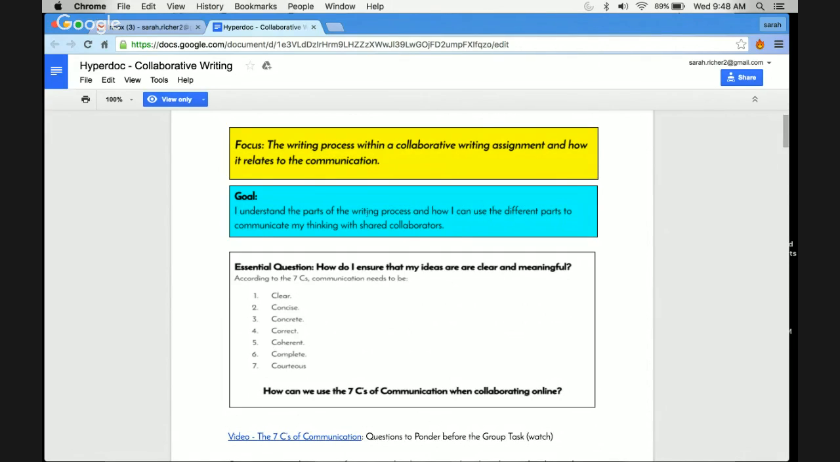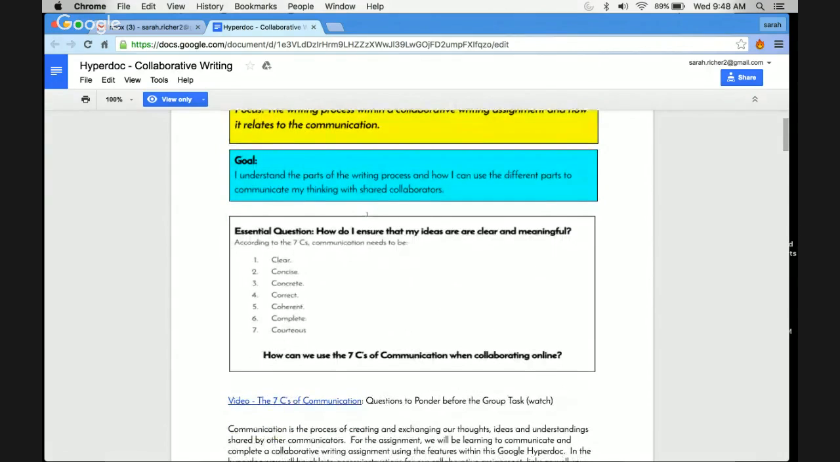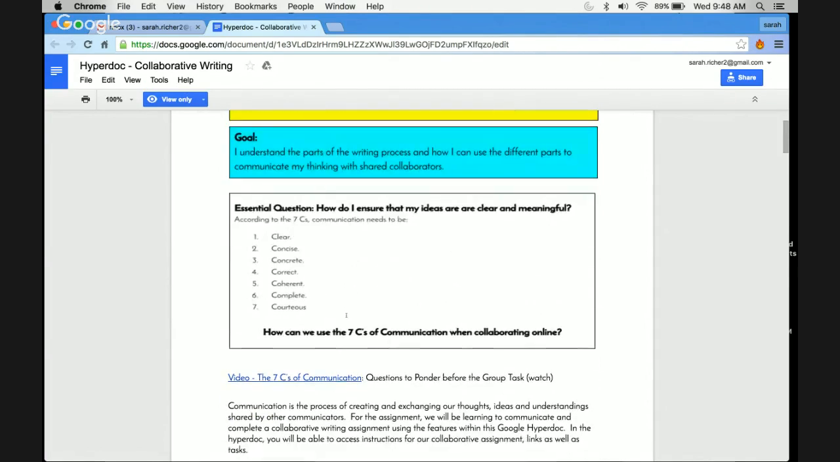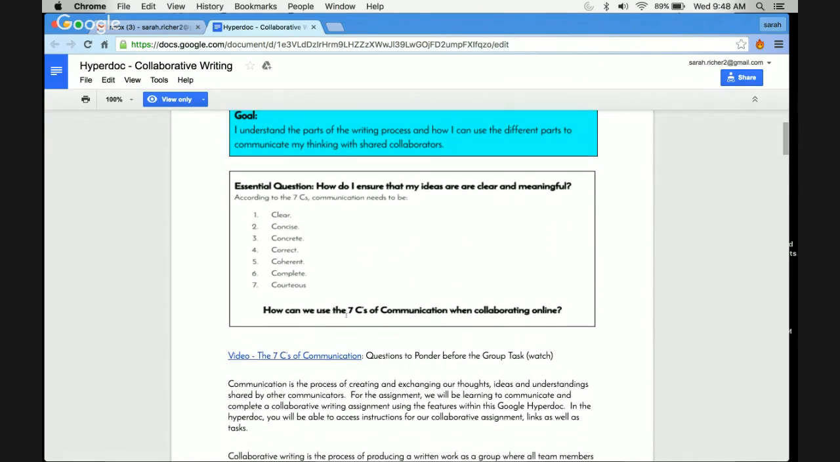One way that we're going to work through this is being able to understand the parts of the writing process and how they can use the different parts to communicate their thinking with shared collaborators. When you are talking about communication, it's really important for them to understand what it is you're assessing and what it is you're looking at when it comes to communicating. So one thing you may do is embed that idea of some key points that they should be working through and what it means, what it looks like.